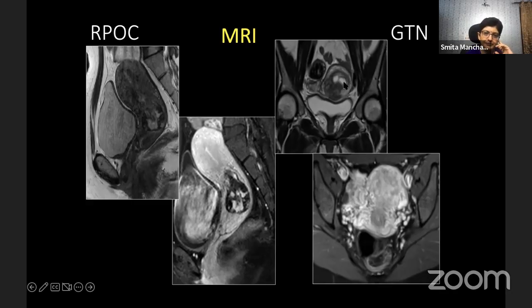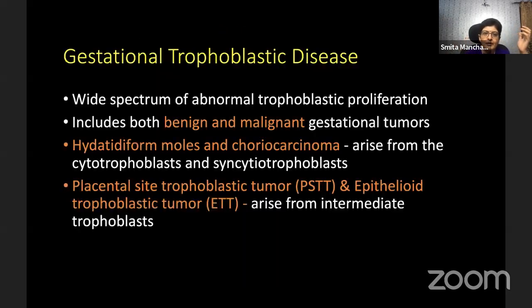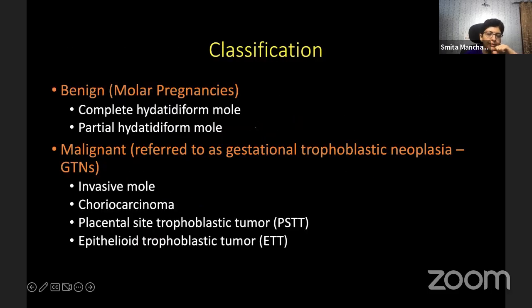Whereas this is the GTN. Here you can see the T2 hypointense, the case we saw earlier. And here we can see that it is intensely enhancing. The whole mass is enhancing. So GTD, again, a spectrum of benign and malignant. So H mole and choriocarcinoma spectrum varies. And the benign ones being complete and partial H moles, and malignant being invasive mole, choriocarcinoma, PSTT, ETT.